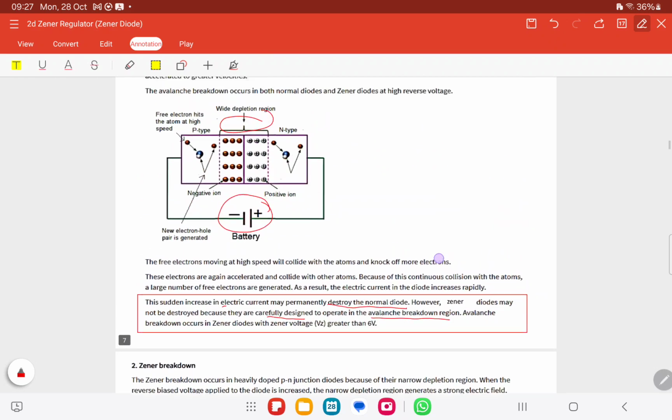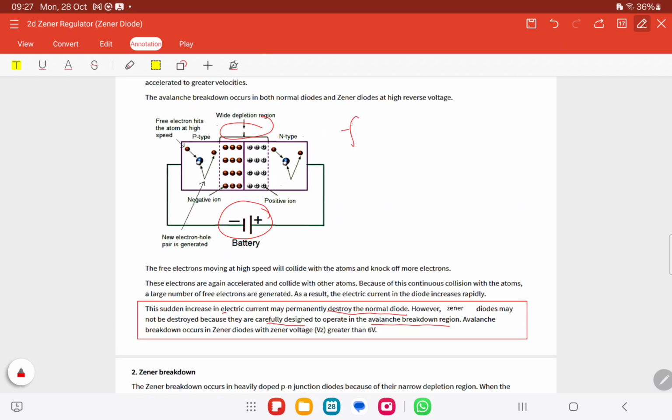Di mana when it is in reverse bias. In reverse bias, kalau normal diode akan rosak. For Zener, it can operate. Diode lain akan rosak. Okay.